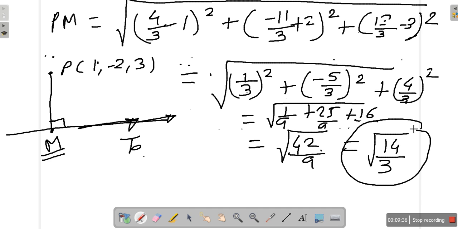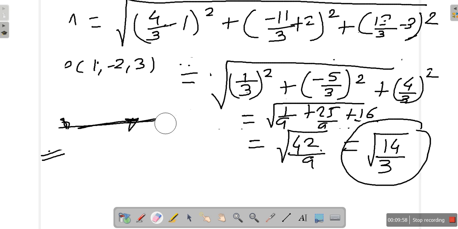So what we did here is we found the coordinates of the foot of perpendicular and then used the distance formula to find the perpendicular distance. Now there is one more easy step. If they ask you to just find the perpendicular distance, then you will use the formula which we used to find the distance between two parallel lines.